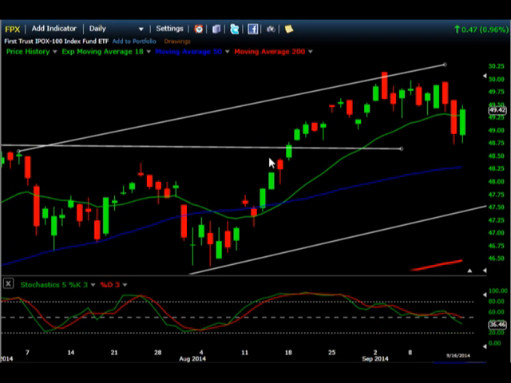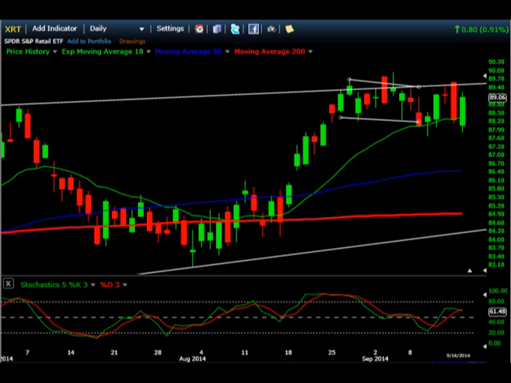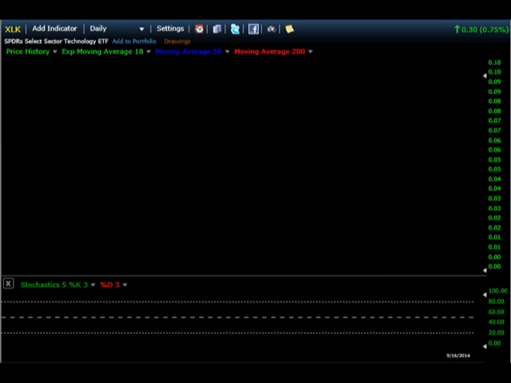FPX, which represents the IPOs, and what I'm seeing here is we're getting a dip, so we'll pass on that. See, no signal. Retail, XRT, and we're getting a negative cross. See where the red is crossing over the green, and we're above the 50, so we'll just skip that.